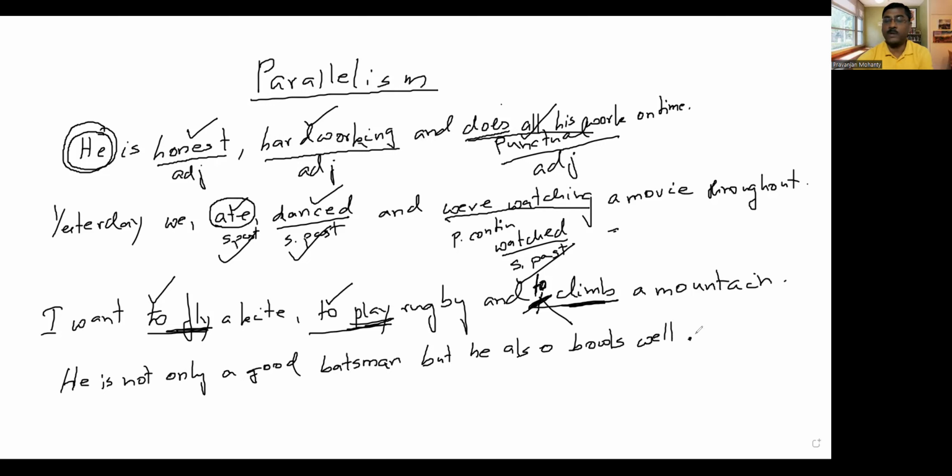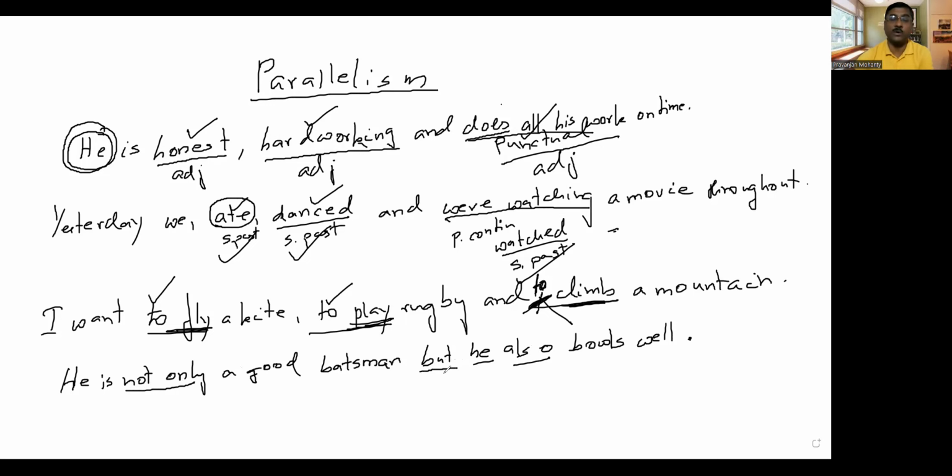Now, look at the conjunction we have used. Not only, but also. We have to use not only, but also. Here I have used not only, but I did not use but also. I said, but he also. That's why this sentence is not parallel. This cannot be known as parallel, because if I'm writing not only, then I must write but also.